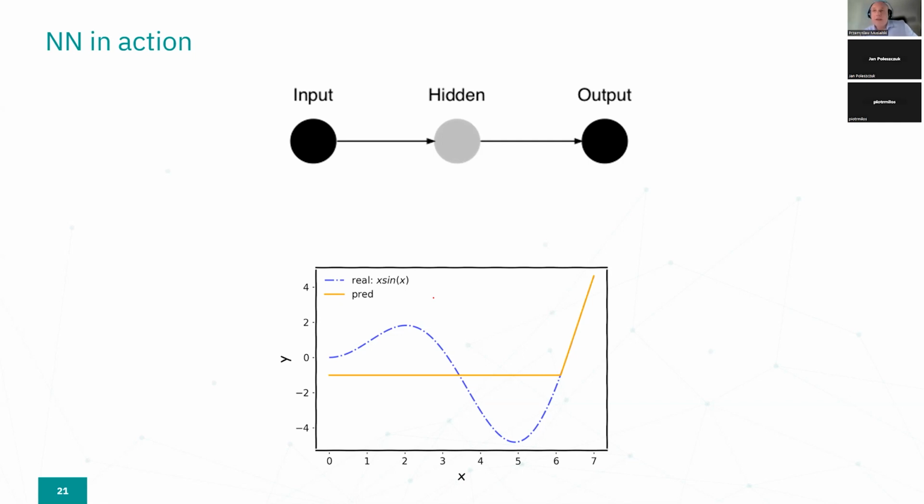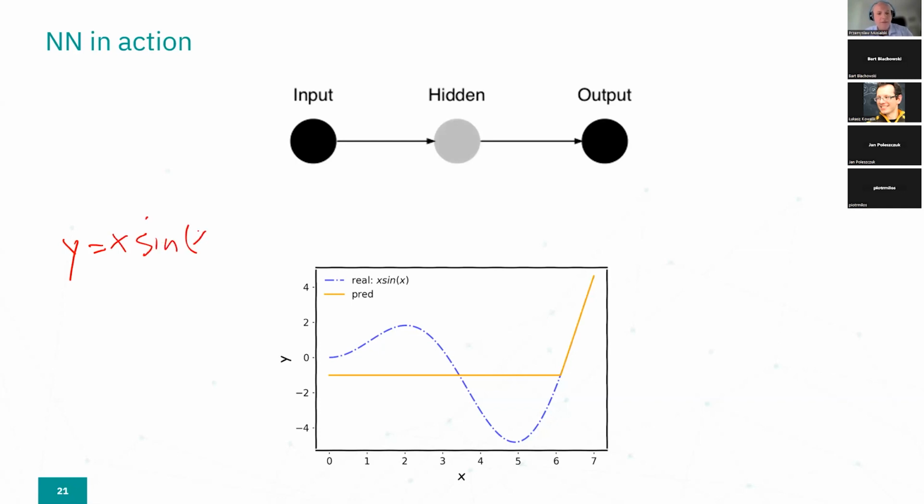Okay, so that simple neuron can now be used to approximate functions. Let's look at the blue function. It's a mathematical function, essentially y equals x sine of x. Right? This is the blue function. And we want to approximate it. What does that mean? We want to copy that function, but using our neuron.